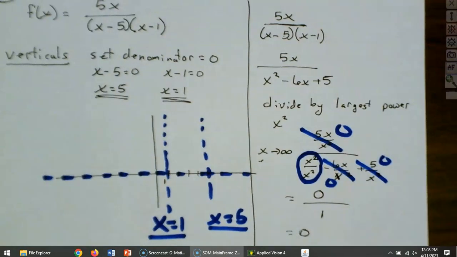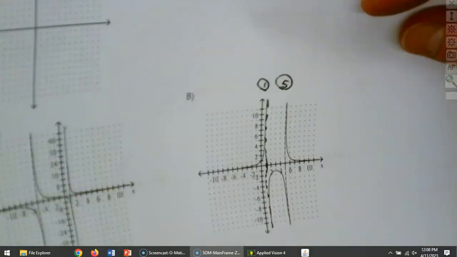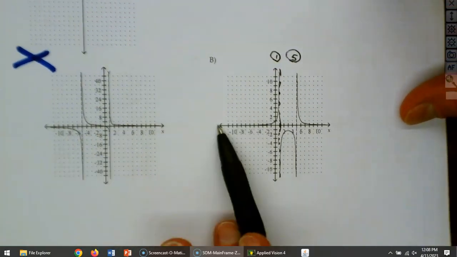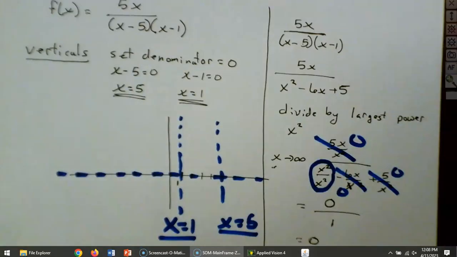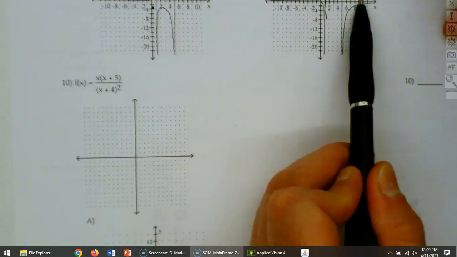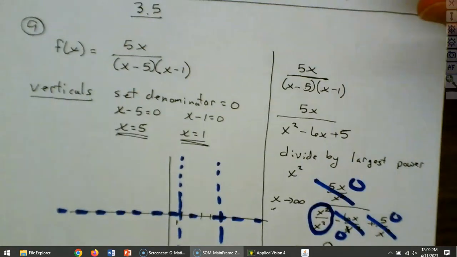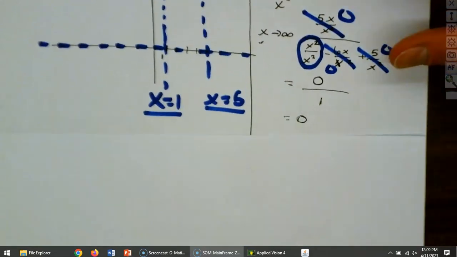Does that get rid of any of my choices? It may or it may not get rid of them. I don't think it does, because we have a horizontal at 0. So this one still has a horizontal at 0. This one looks like it has a horizontal at 0. And so does this one. So those aren't done. What can we do next? Well, the next part we can do is see if it crosses the horizontal.